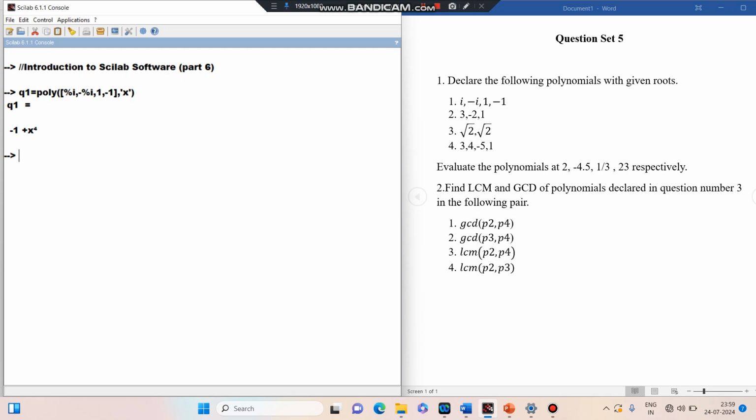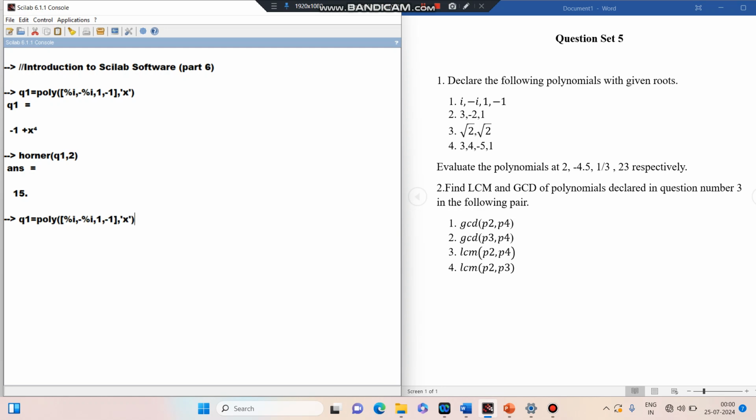You can see that. Now we want to evaluate the polynomial at 2. So for evaluating the polynomial at 2, we are going to write horner, and in the bracket we are going to write Q1, the name of the polynomial, comma 2. If you want to evaluate Q1 at 2, we are going to write like this. So we get answer as 15. So two things we are learning here, how we are defining the polynomial using given roots and evaluating polynomials at the given number.